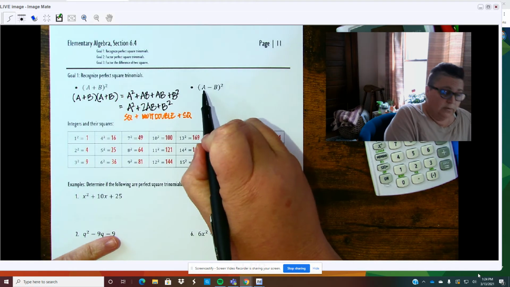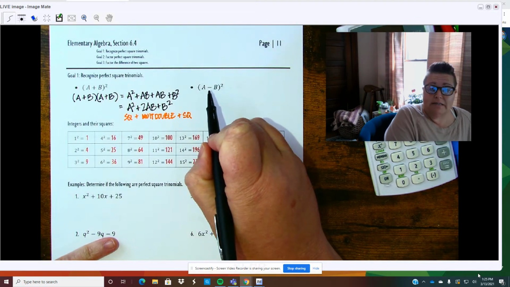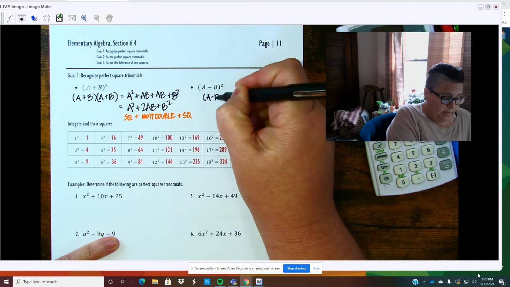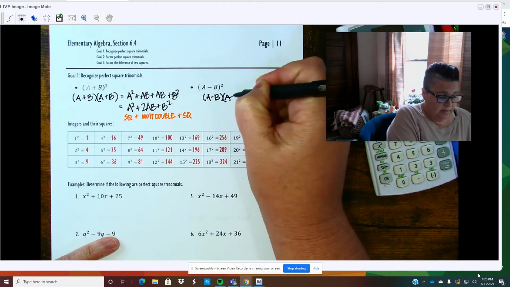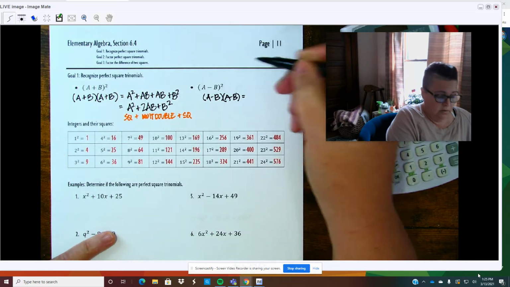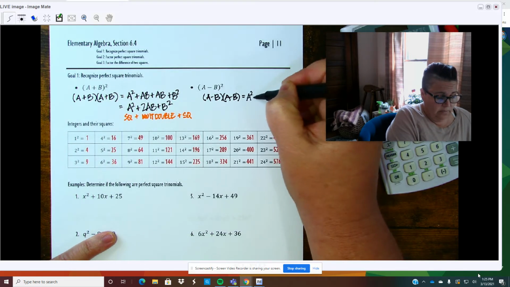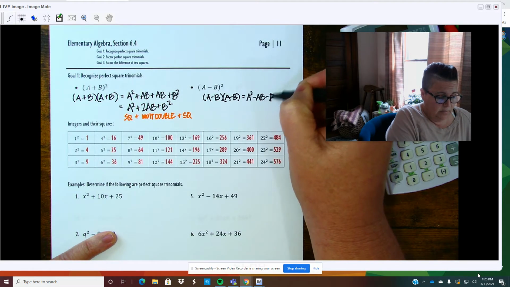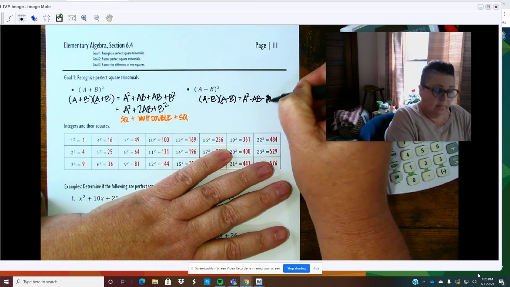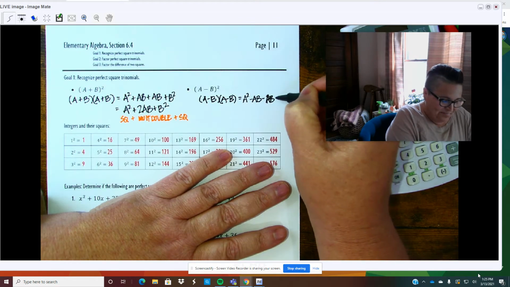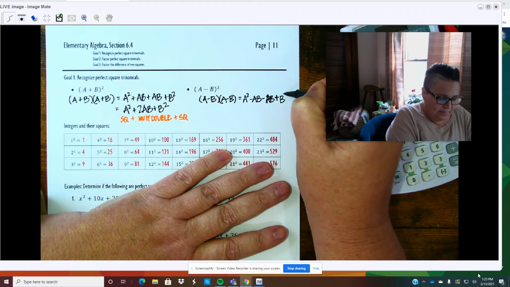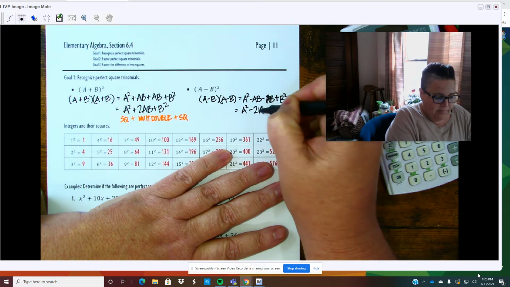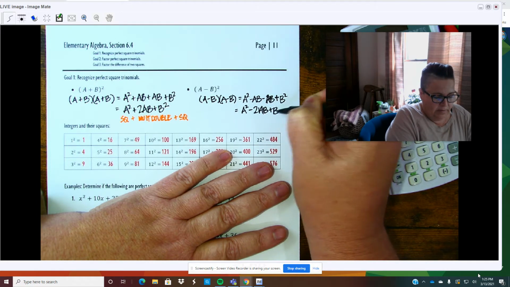Similarly, if you have a binomial difference that's being squared, this is a minus b times a minus b again, or a squared minus ab for the outside, minus ab for the inside, plus b squared, or a squared minus 2ab plus b squared.